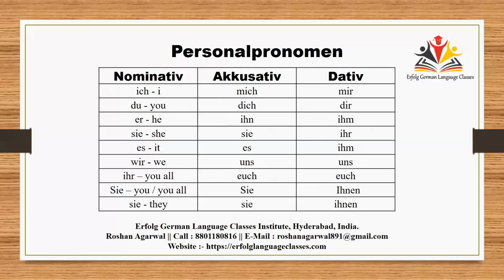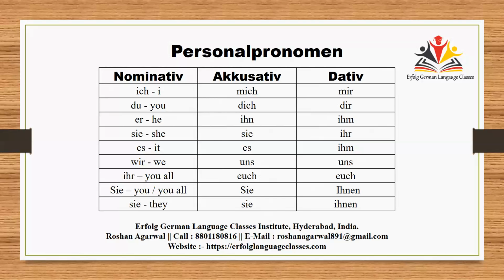Sie means she. Es means it. Wir means we. Ihr, this ihr is you all, the informal plural. Sie means you or you all. This is the formal singular and plural. And the last sie is they. I repeat once again, personal pronomen im Nominativ: ich, du, er, sie, es, wir, ihr, Sie and sie.